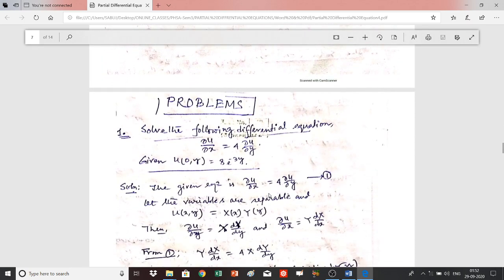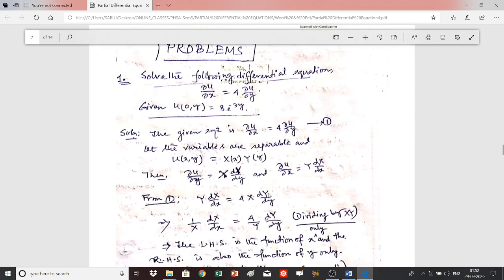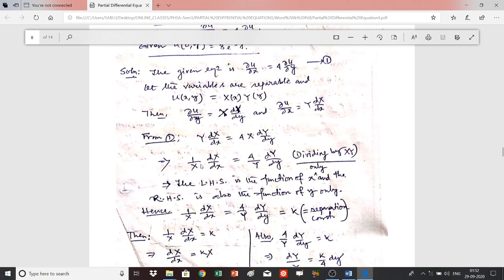Here the first problem is to solve the following differential equation: ∂u/∂x is equal to 4 ∂u/∂y. You are given a boundary condition, that is u(0,y) is equal to 8 e to the minus 3y. So rewriting the given equation, you can solve this by taking u(x,y) is equal to X(x)Y(y), and then find the values of ∂u/∂y and ∂u/∂x. From this expression you can write Y dX/dx is equal to 4X dY/dy. Dividing both sides by XY, that is (1/X) dX/dx is equal to (4/Y) dY/dy.